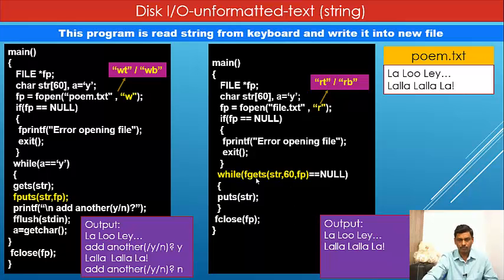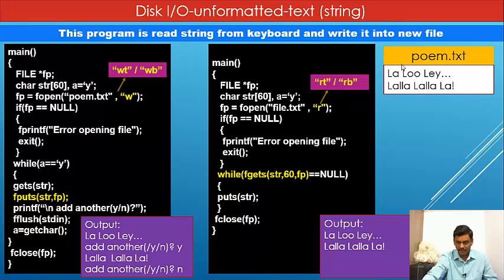Then the loop continues. It gets another record, another 60 characters. So the next is la la la la, which is stored in str. So it returns that address. Here we want to put not equal to NULL, with the exclamation symbol: != NULL. This is also a typing error, more typing errors.